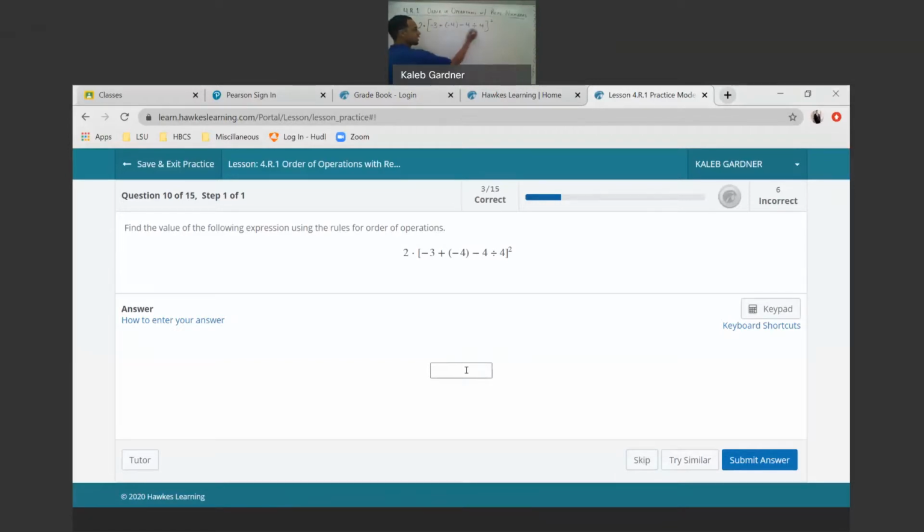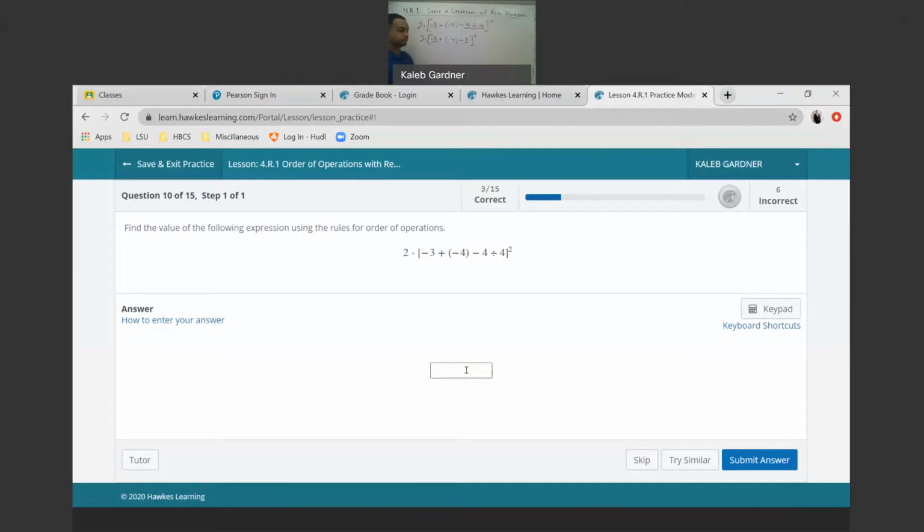All right, so let's go ahead and execute the parentheses. I see plus, minus, divide. We have to divide first, right? Let's do that. So we're going to divide right here. Notice I did not underline that minus sign. So 2 times parenthesis -3 plus -4 minus, what's 4 divided by 4? 1.